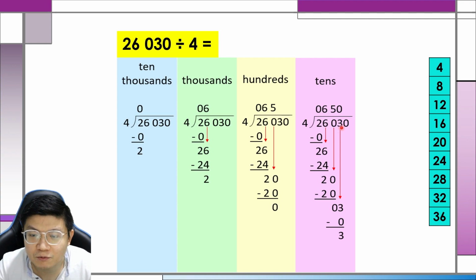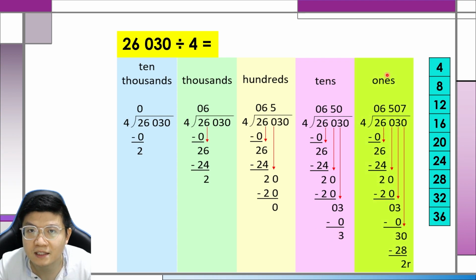Next, we move on to tens. Bring down the tens, which is 3. Combine with 0 becomes 3. Now 3 here, when we want to divide it by 4, the first slot also not enough. Right? That's why I put 4 times 0. Then 0 minus, I get 3. Now done for tens. We move on to ones, the last one.